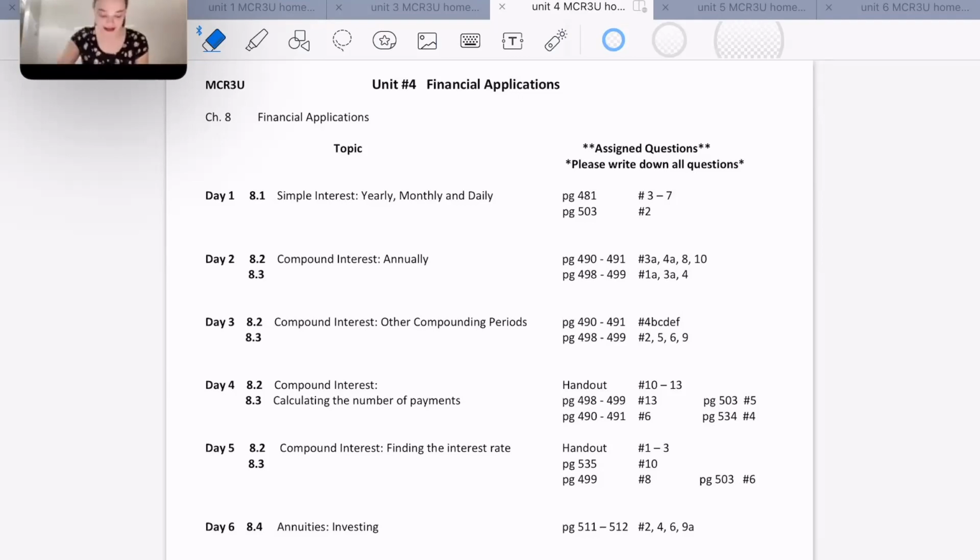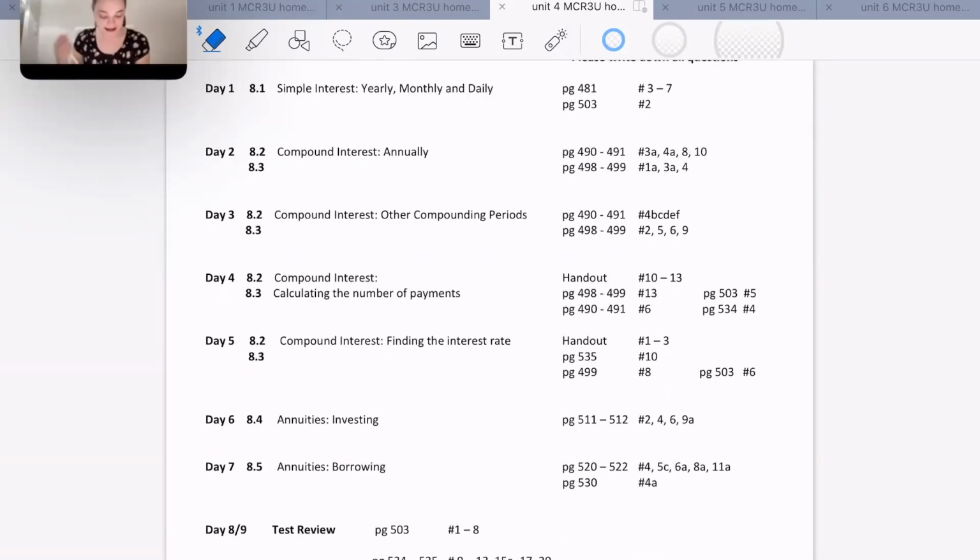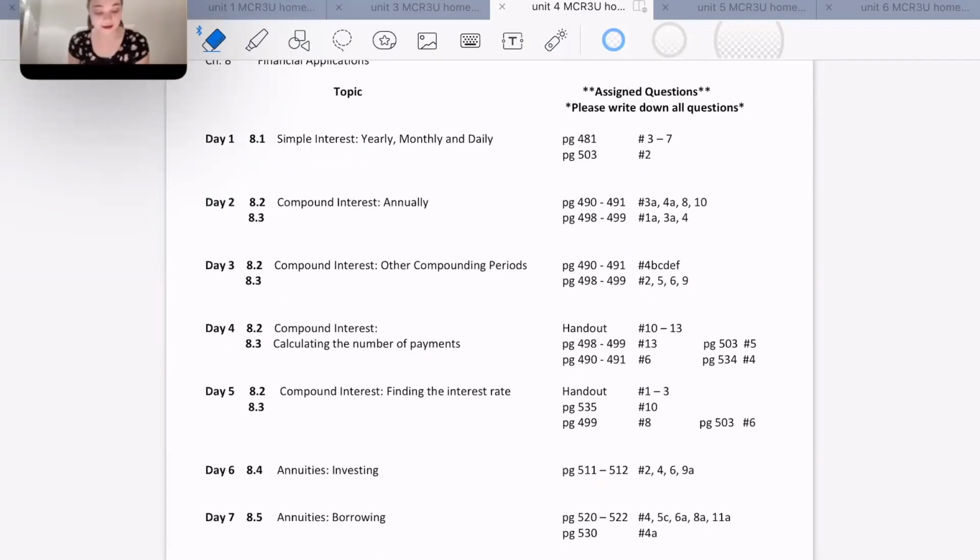As you can see, there are 7 days in financial applications, plus the test review days. We're going to be talking about simple interest today. Then next time, compound interest. And then day 3 is also compound interest, but with other compounding periods other than annually. Day 4 is also compound interest, but calculating the number of payments. And day 5 is also compound interest, finding the interest rate. On day 6 and 7, we'll talk about annuities, such as borrowing and investing. So let's start with simple interest.